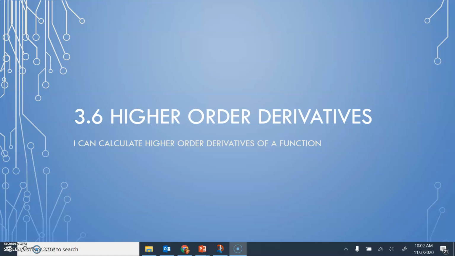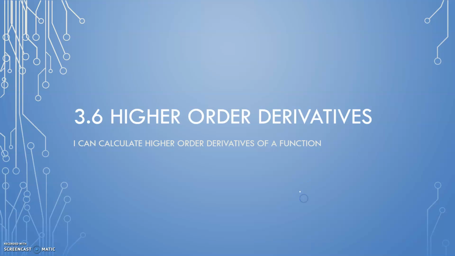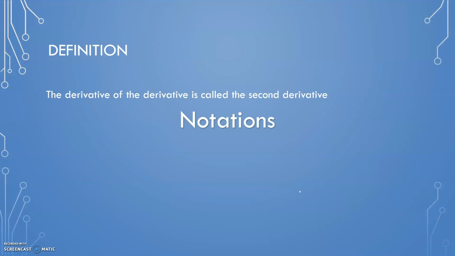So section 3.6 is about higher order derivatives, and really the big thing to teach you here is notation, because there's not really that much new about higher order derivatives. It just means take another derivative. So a definition, the derivative of the derivative is called the second derivative.